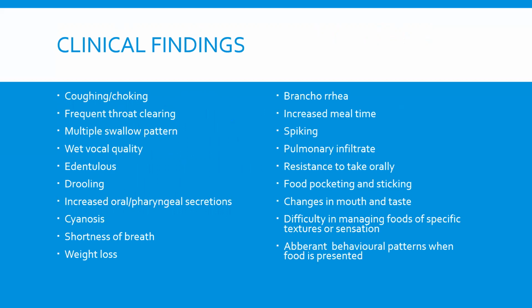So, what could be the clinical findings that we are getting here? Coughing or choking, frequent throat clearing, multiple swallow pattern. So, for a single spoon of water, how many times should we swallow? If it is a teaspoon or tablespoon, an adult needs only one swallow to completely clear that one teaspoon or tablespoon of water. But if somebody is taking 2, 3 gulps to clear that one single spoon of water, that shows there is something abnormal with them. And wet voice quality. When you're speaking, your voice is not clear. It is having some kind of secretions along with that.